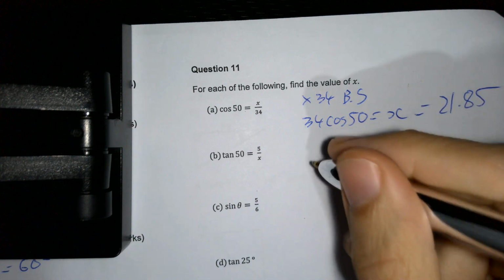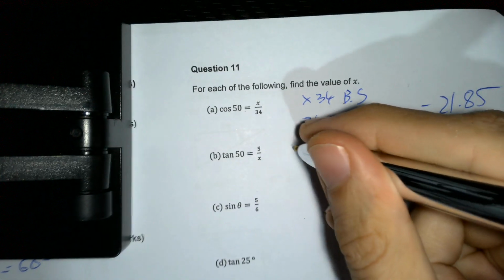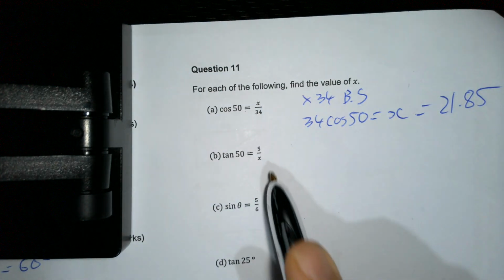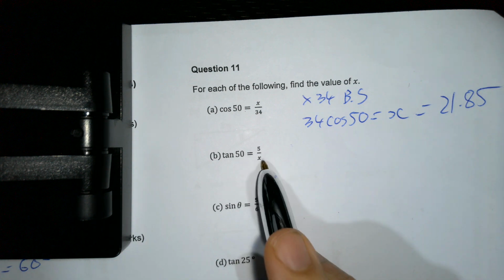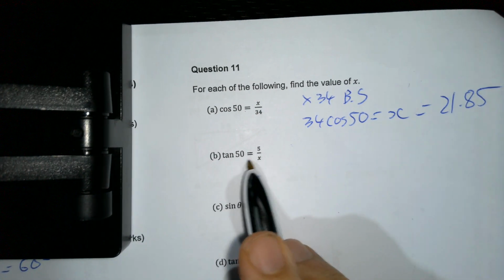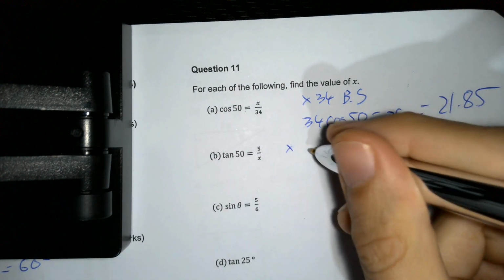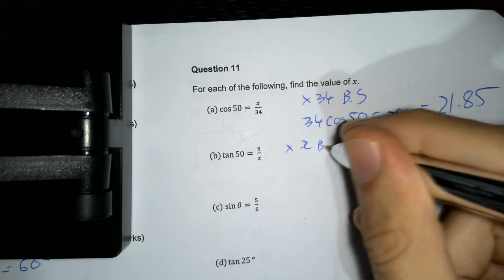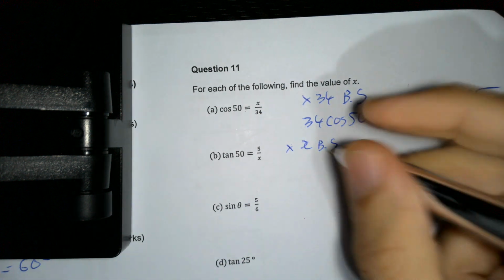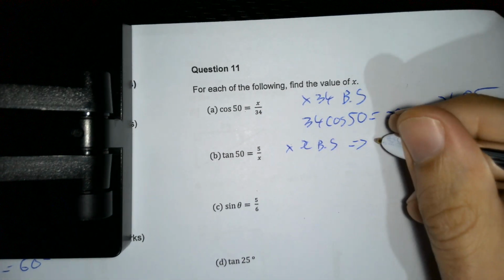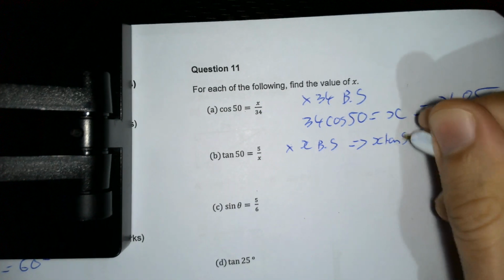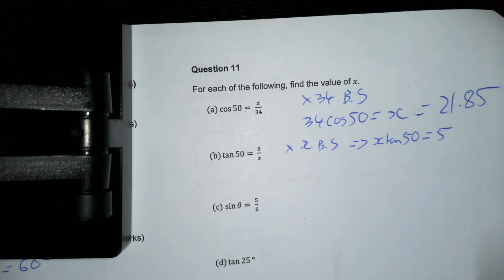Next one, a little bit harder. Tan 50 equals 5 on x. I want to get rid of that denominator, so multiply both sides by x. That will end up getting me x tan 50 equals 5.